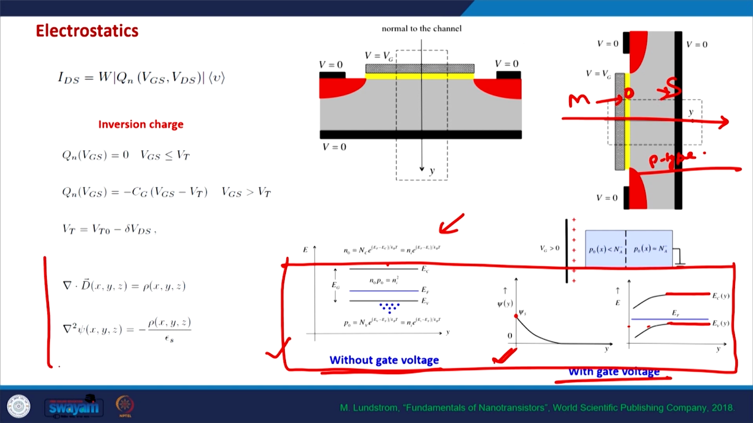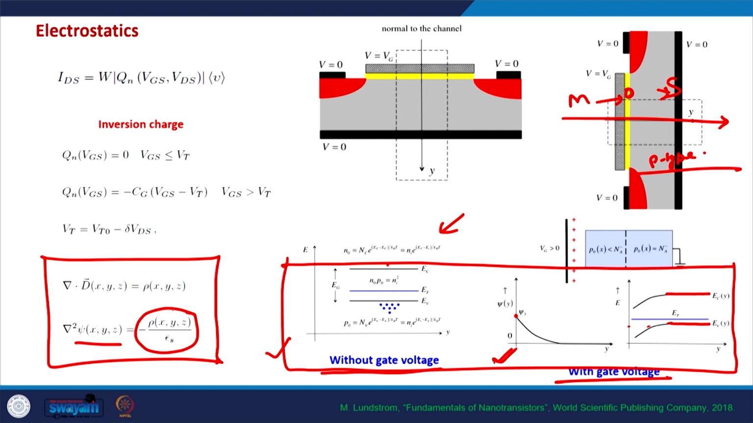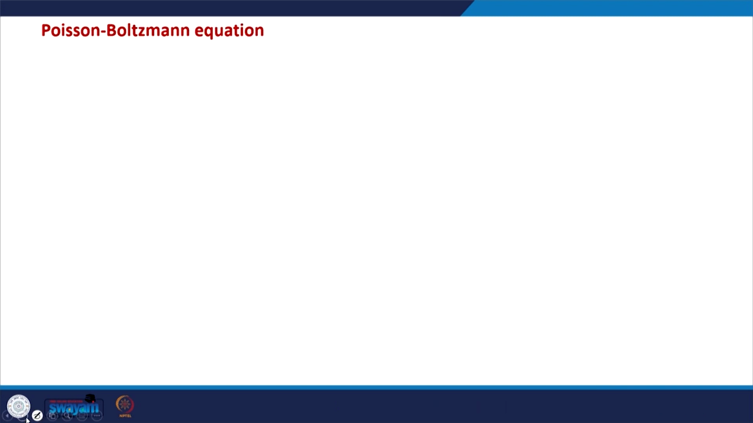And this is the Poisson equation that gives a relationship between the electrostatic potential and the charge distribution in space. So this is a qualitative, intuitive way to understand the MOSFET electrostatics. A more mathematical way is by solving the Poisson equation, and that is what we will do right away.